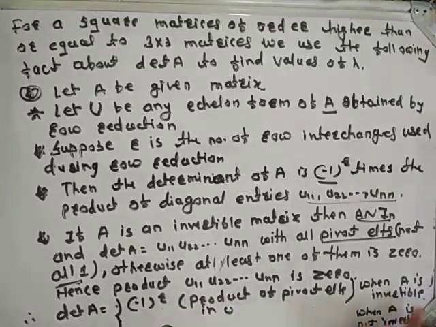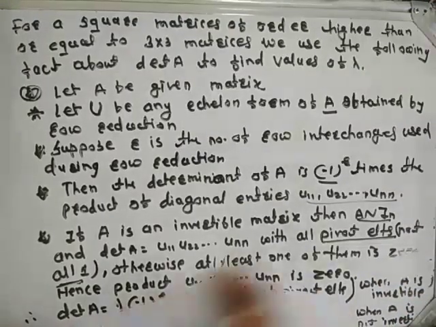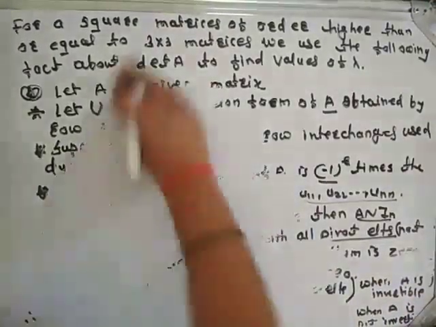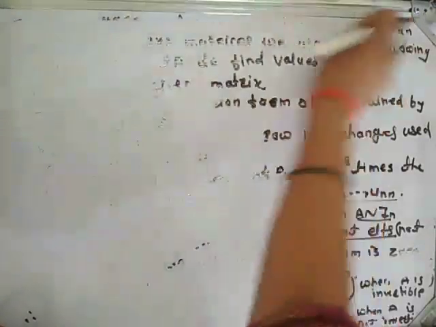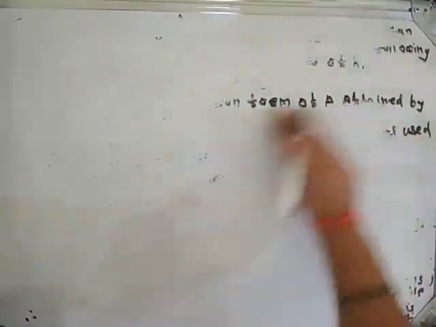When A is invertible, the determinant of A is not equal to 0, and the determinant of A is equal to 0 when A is not invertible. Students, for better understanding, we will see examples based on this fact.